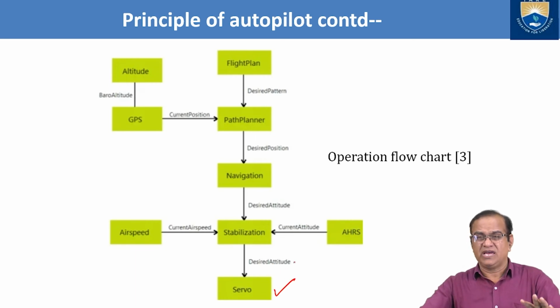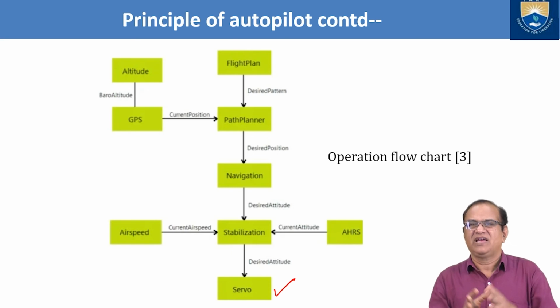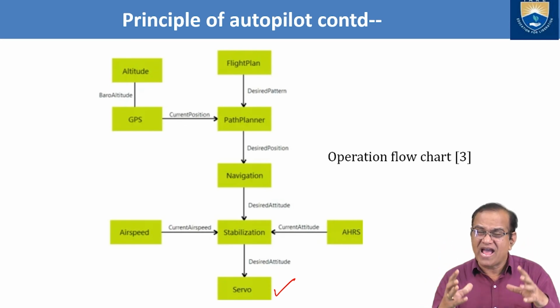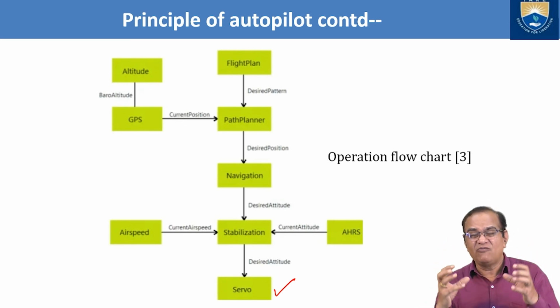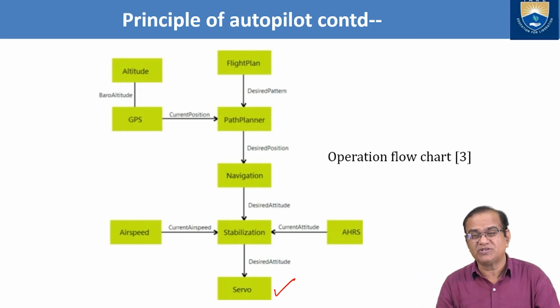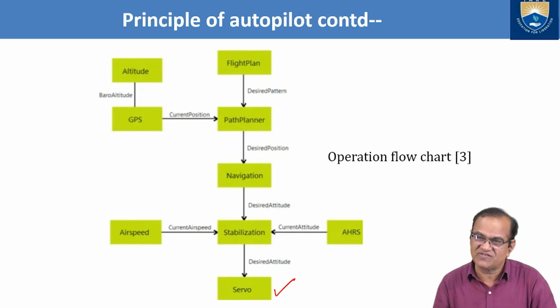And this, according to these all parameters, by air sensors, by AHRS, by navigation, by GPS, by attitude, by the pilot flight plan, everything will be combined and will go to the computer and computer will give the input to the servos and servo will operate the control devices or the control surfaces.